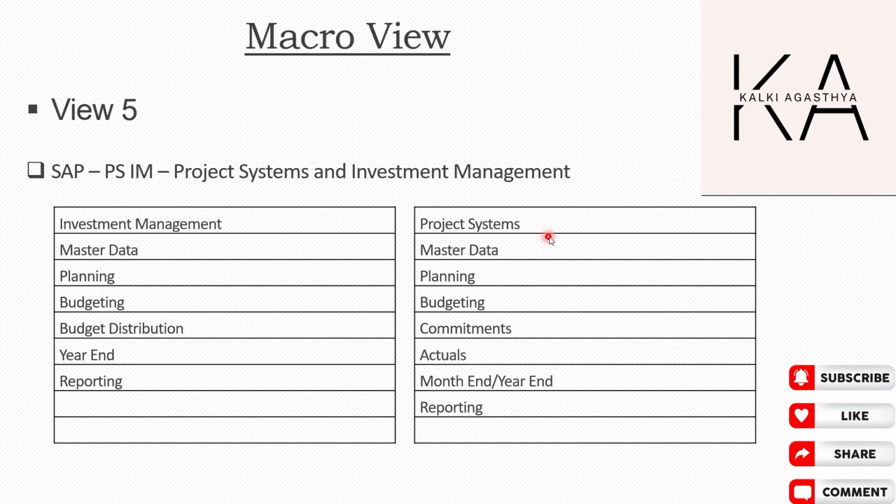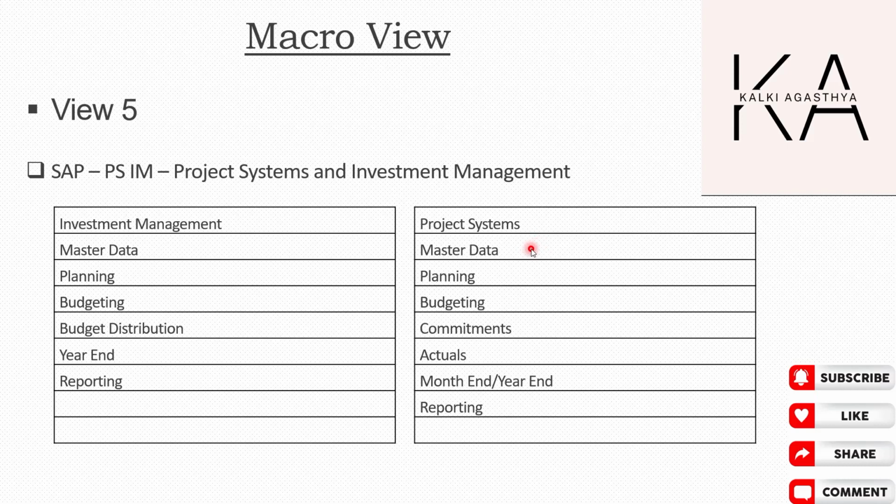So SAP project systems is commonly used in industries such as engineering and construction, where it can help to manage large and complex projects with many key stakeholders. It is also used in other industries such as manufacturing and professional services, where it can help to manage smaller and more focused projects. Here are some of the sub-modules of project systems.